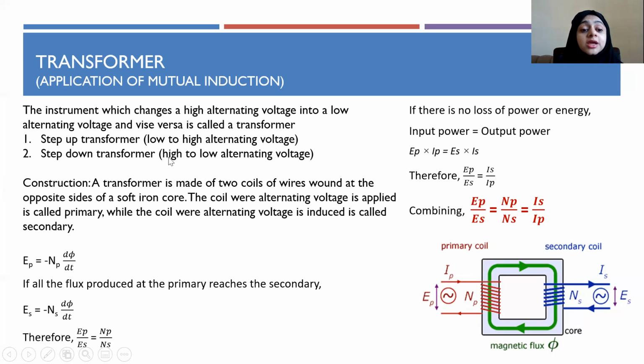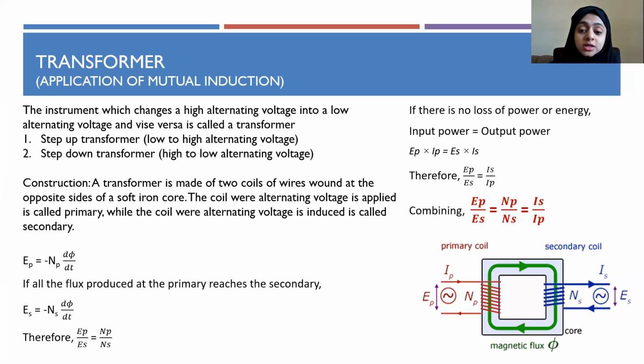Now let us see step-down transformer. A high voltage is changed to low voltage. So we give in the primary a high voltage and we get back in the secondary a low voltage. So the voltage in the primary should be more. So the number of turns in the primary should be more.